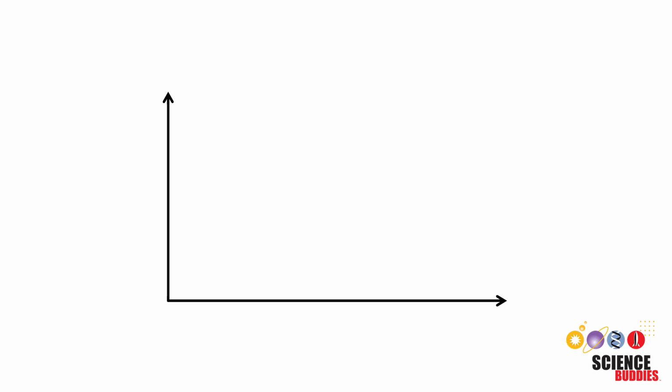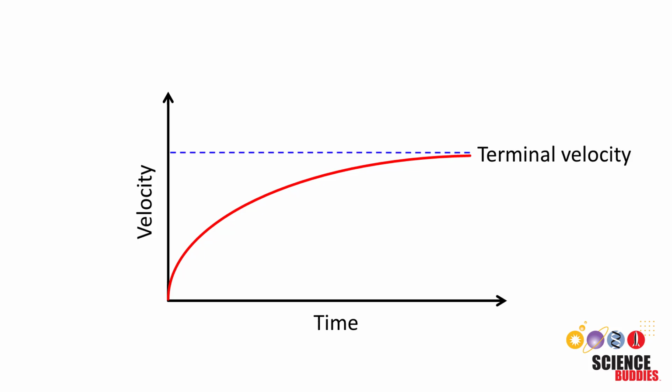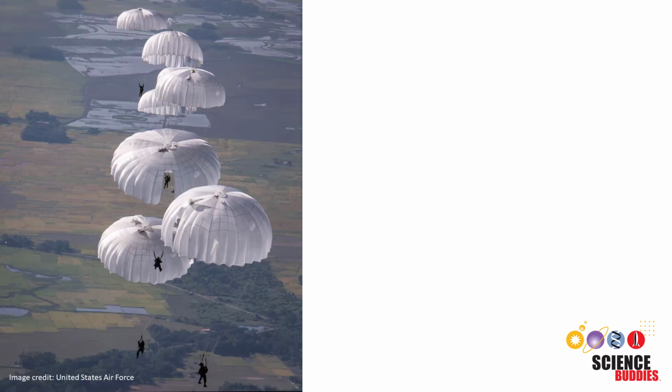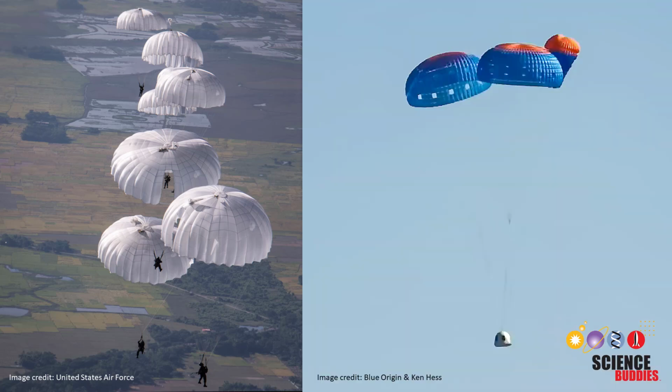If we make a graph of a falling object's velocity versus time, it will look something like this. With time on the x-axis and velocity on the y-axis, with positive velocity defined as downward towards the ground, the velocity first increases very quickly and then gradually starts to level off as it approaches the terminal velocity, but it never exceeds the terminal velocity. Predicting terminal velocity is very important for engineers who design parachutes so people and spacecraft can land safely.